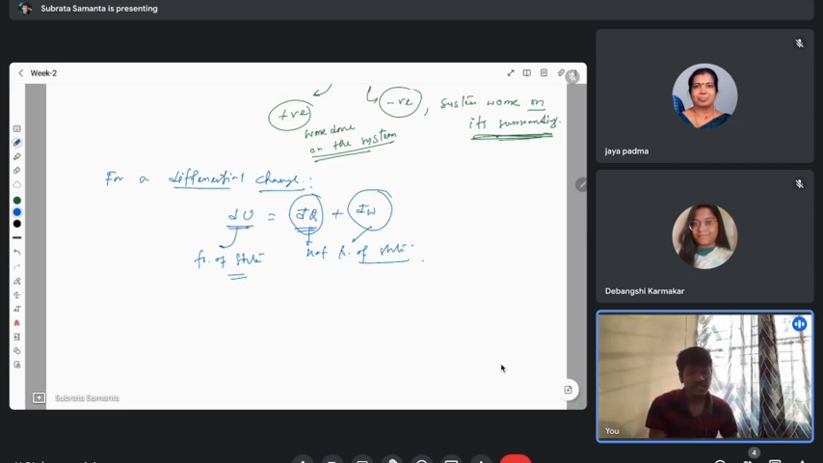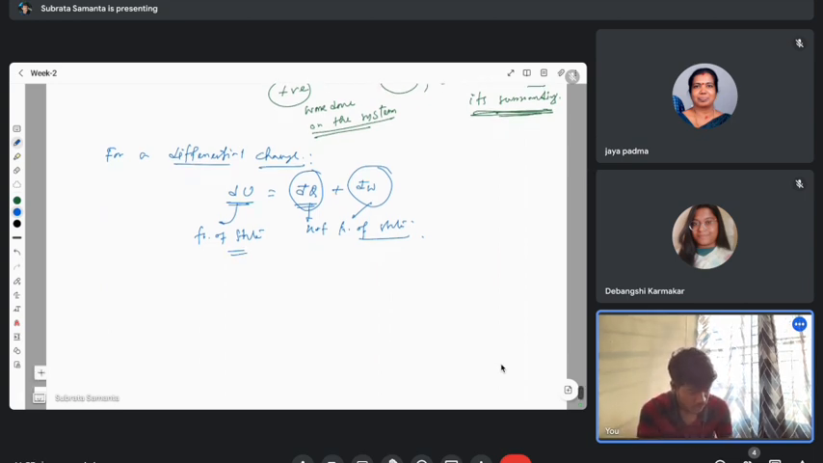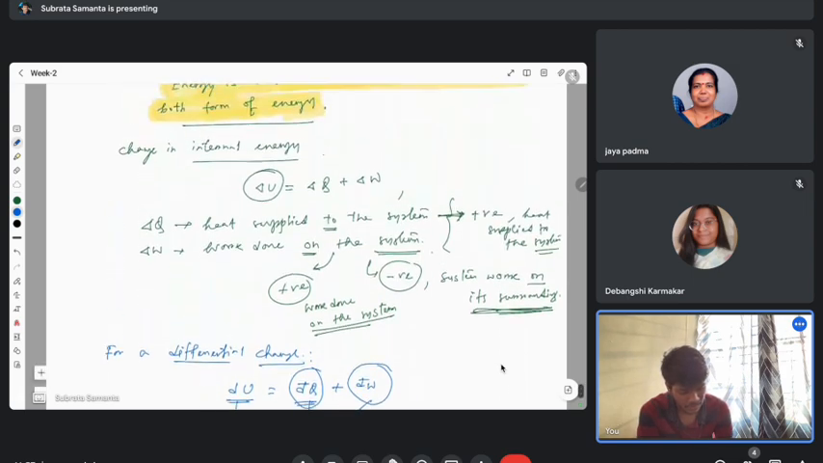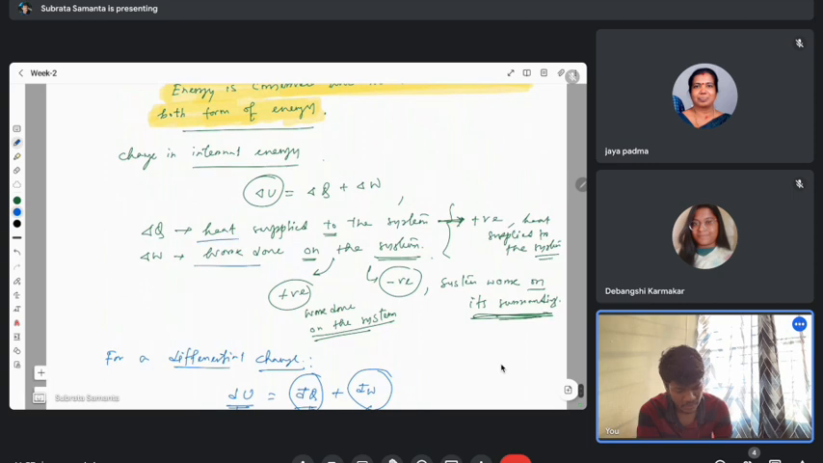So these are the inexact differentials. Okay, so we put a cut on this. So how do we know this? This is very simple. Let's say dw means the work done, and dq is the heat. So this is the work done, and this is the heat.